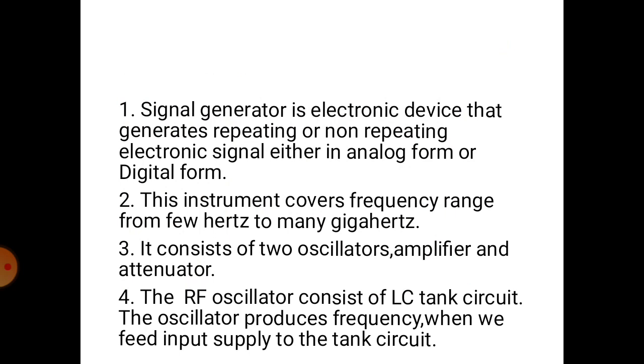A signal generator is an electronic device that generates repeating or non-repeating electronic signals, either in analog or digital form. Basically, this instrument covers the frequency range from a few hertz to many gigahertz. Third point, it consists of two oscillators, an amplifier and an attenuator. The RF oscillator consists of an LC tank circuit. The oscillator produces frequency when we feed input supply to the tank circuit.